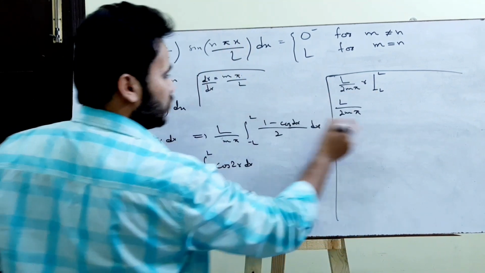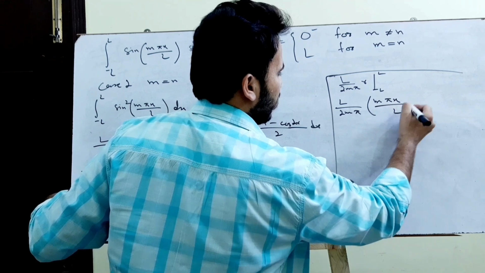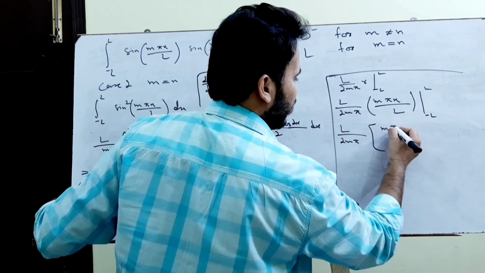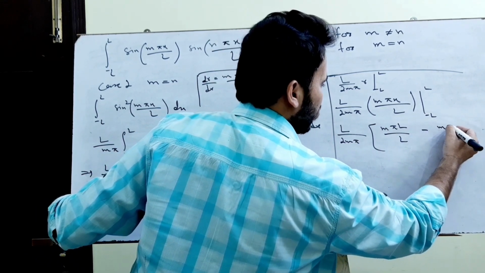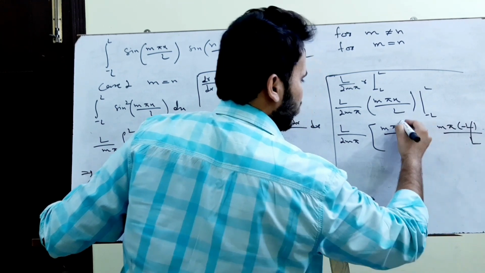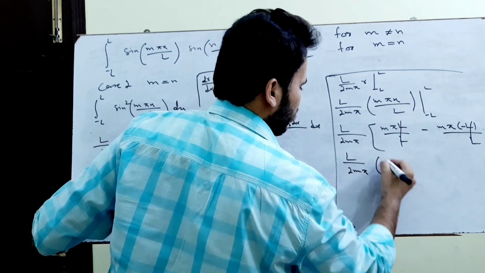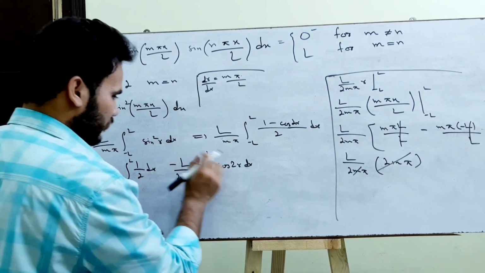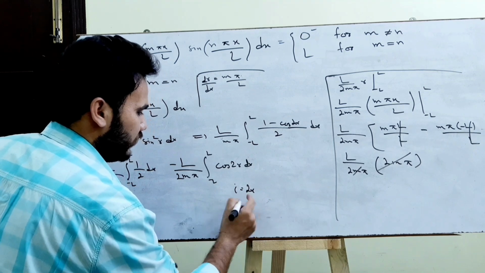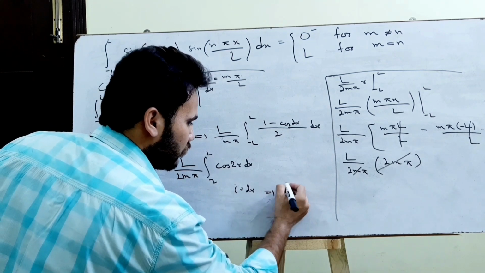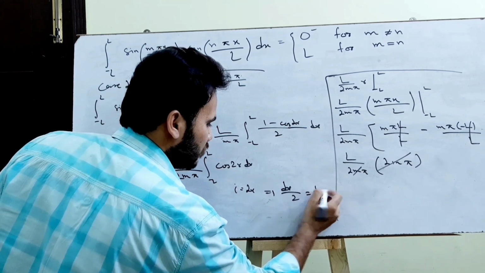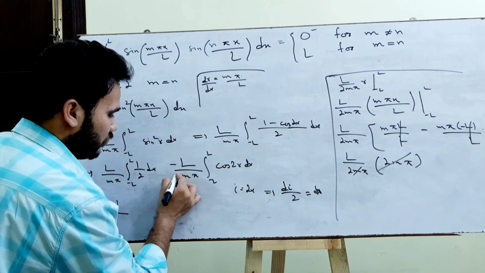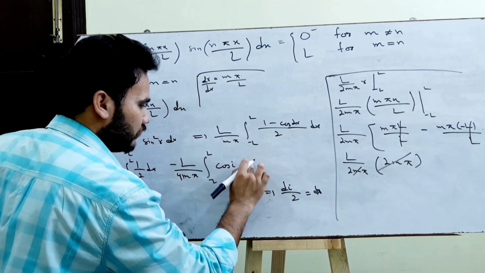This will be L over 2 m pi times r from negative L to positive L, where r is m pi x over L, applying the limit, then 2 m pi L over L minus negative m pi L over L. This L cancels out, this is L over 2 m pi, here is 2 m pi on the L. So here we get L. Now this result, taking I equals 2r, and dr upon 2 equals dI upon 2 equals dr. So this will be 4.